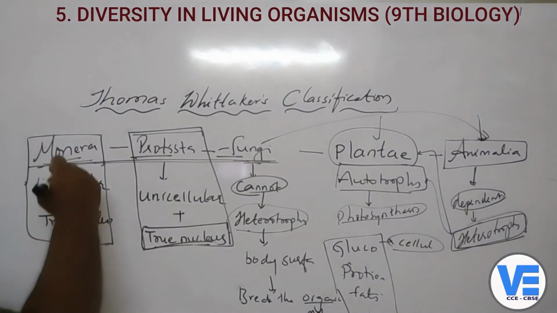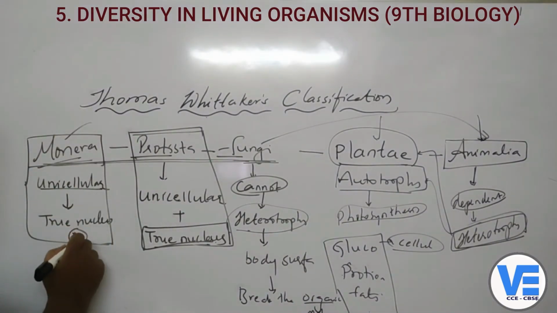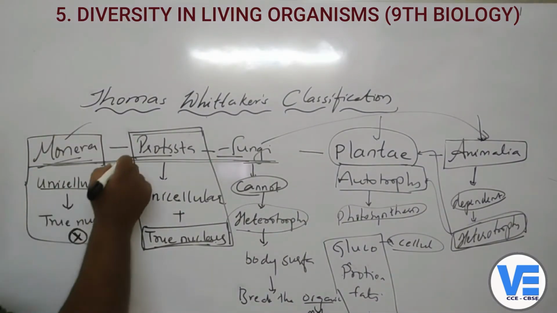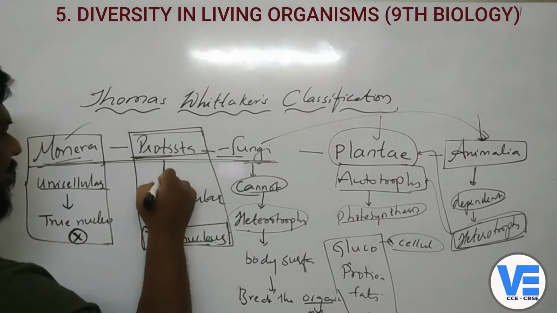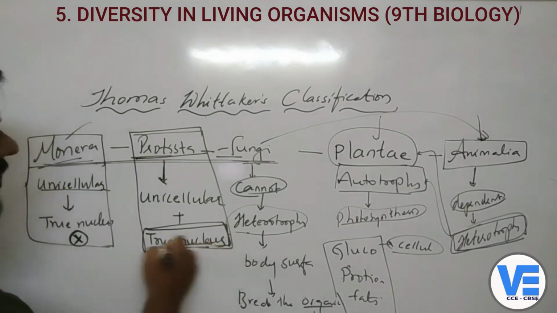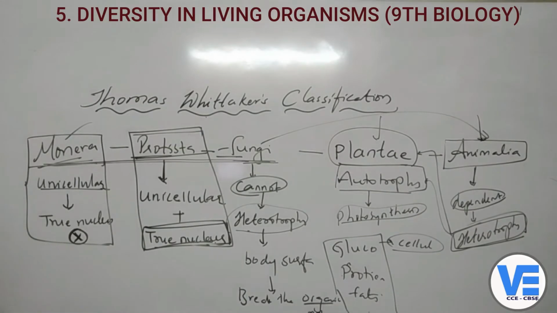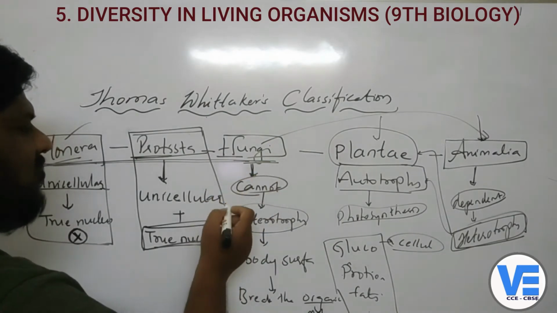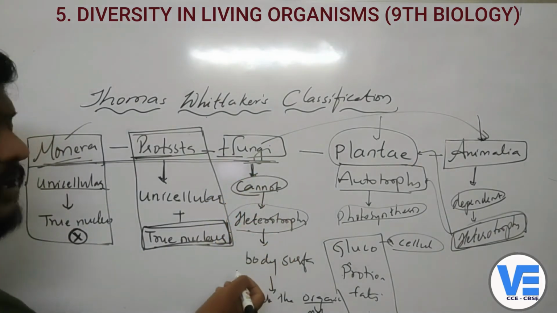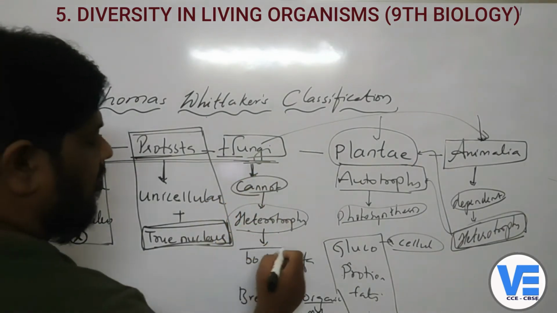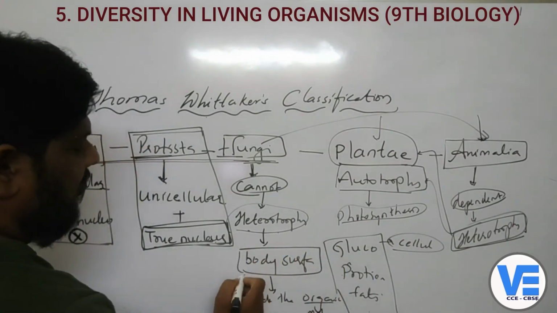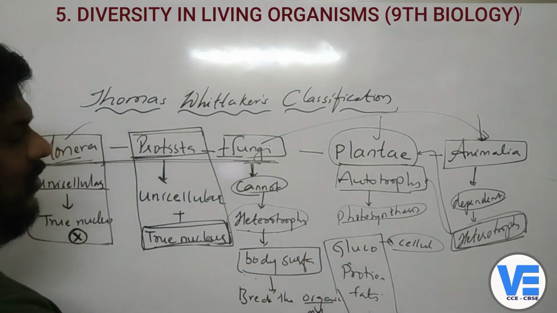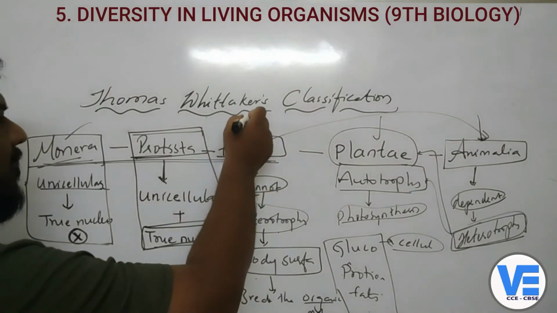One is the Monera, which are unicellular, but there is no true nucleus. And then there is Protista, they are unicellular and they have the true nucleus. And the next is the fungi. In the fungi, they are plant-like structures, but they have the characters of the heterotrophs, right? What they do is they break down the organic molecules outside the body and live on them. That's why they are put in a separate group.